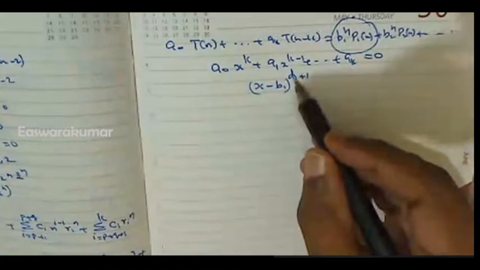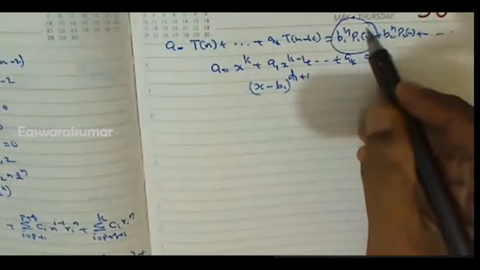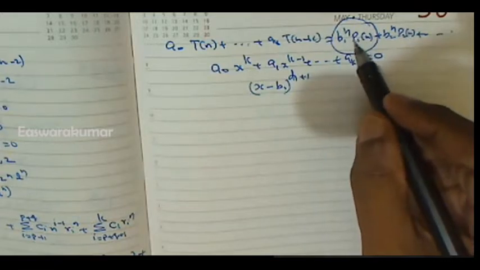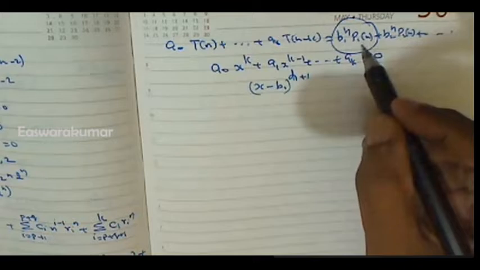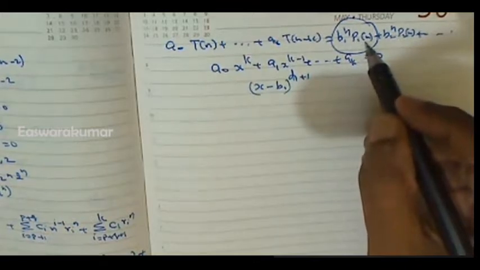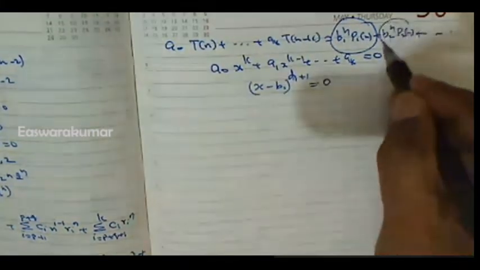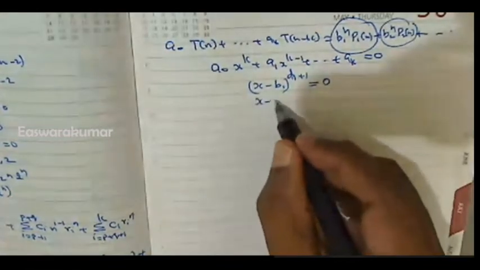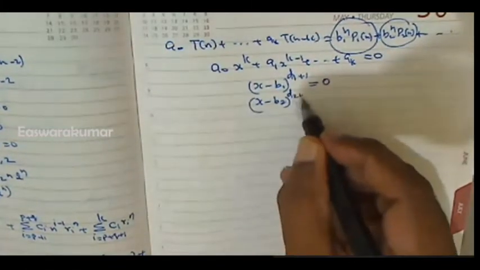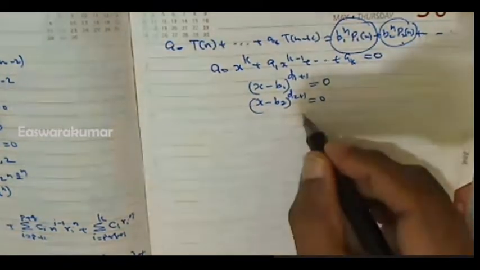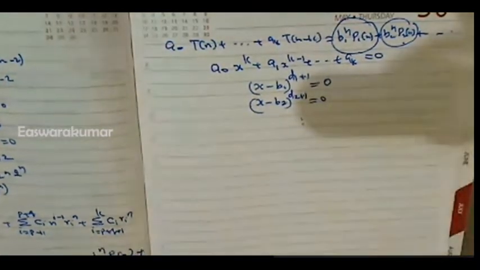What is d1? d1 is the degree of the polynomial p1 of n. So apart from the constant power, the size of the input, some polynomial will be there. So we have to see the polynomial degree, and the degree plus 1 should be the power of this homogeneous equation. So that is 0. That is another homogeneous equation. Similarly, if you take the second term, you get x minus b2 power d2 plus 1 equal to 0. Once again, b2 is a constant and d2 is the degree of this particular polynomial. Like that, depending on the number of terms, you will have a set of homogeneous recurrence equations.